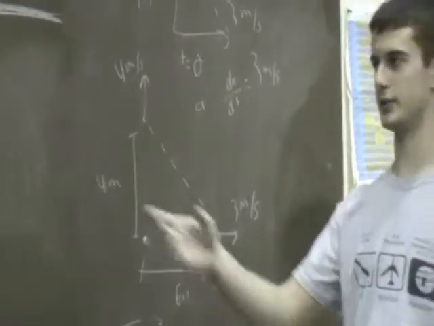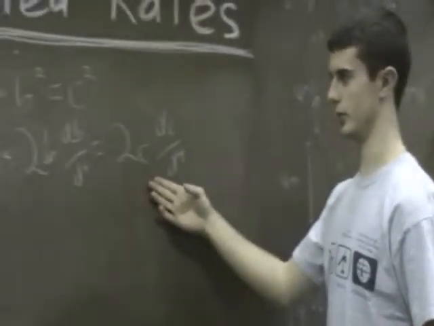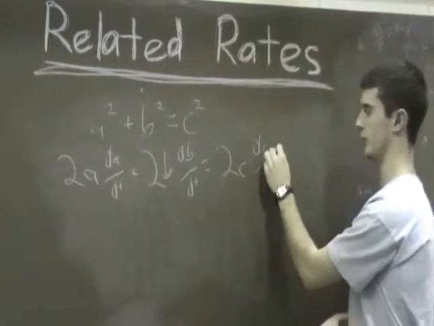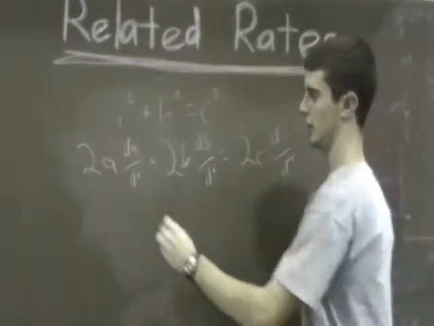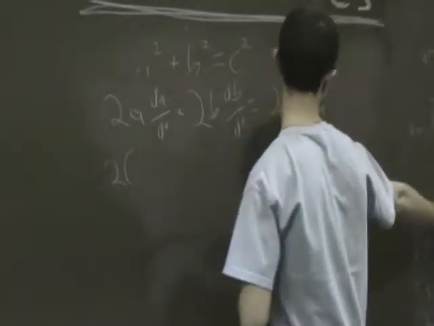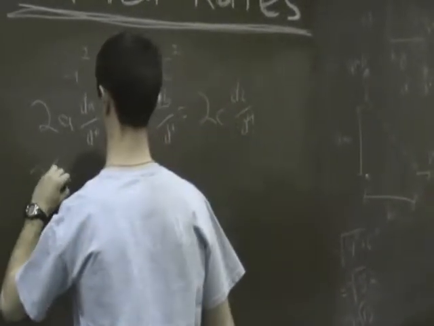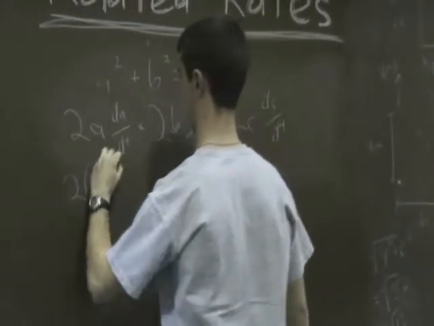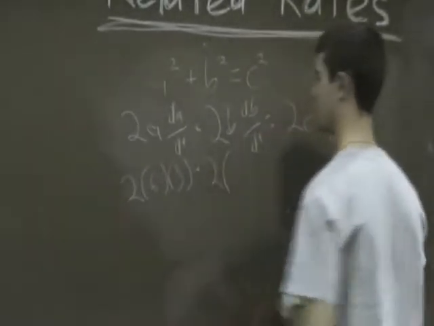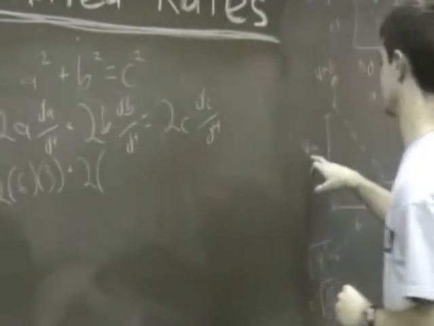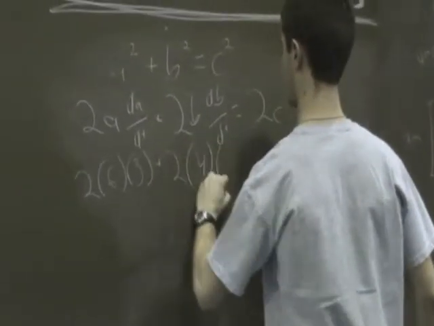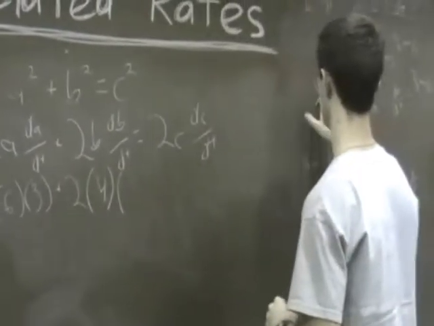So now let us go back to the equation that we used earlier, and we're going to plug in the values that we know and then solve for dc/dt. So I'll go ahead and fill those in. We have 2 times a, which we found is 6 meters, times dA/dt, which is 3 meters per second. We're going to go ahead and add 2 times b, which is the distance the car has traveled north, which is 4 meters, times dB/dt, which is 4 meters per second.